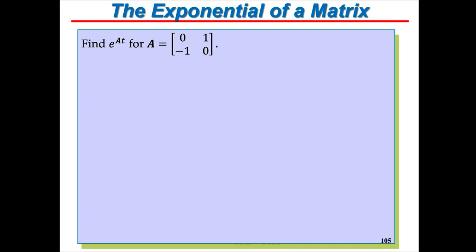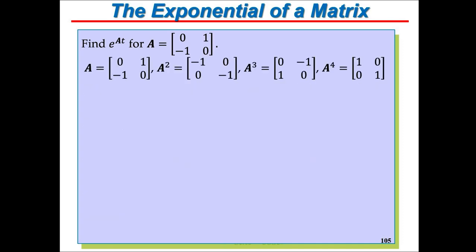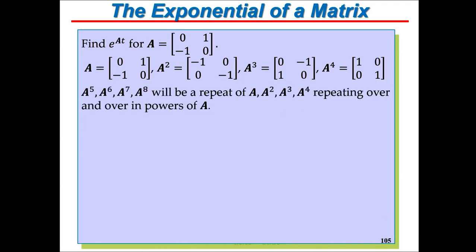to use any of our general equations for e to the At to solve the system of equations du/dt equals Au. But what I want to do is explicitly compute A squared, A cubed, A fourth, and you can see the pattern on these matrices. And if you continue computing A to the 5th, A to the 6th, A to the 7th, A to the 8th, you realize that these matrices repeat themselves.